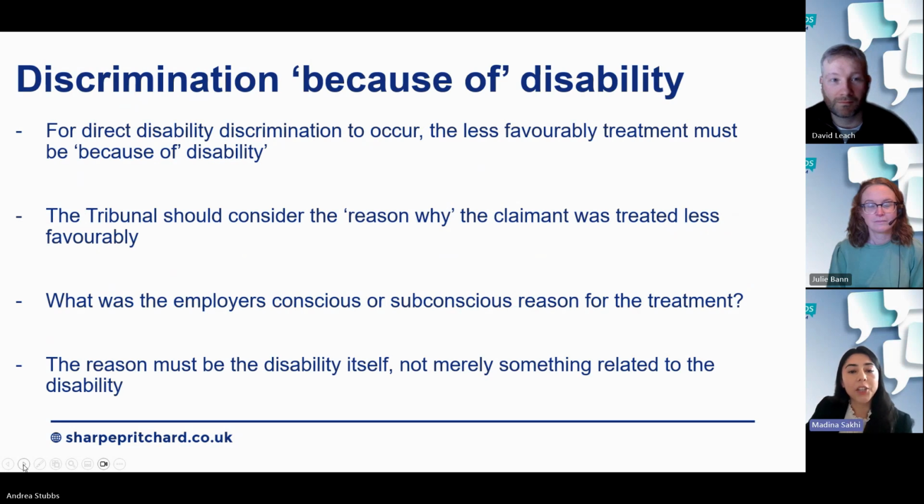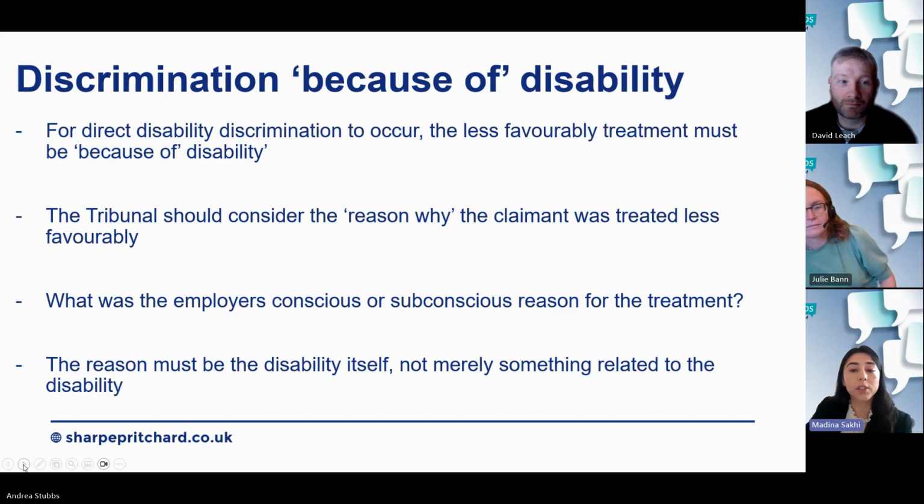So essentially, discrimination because of a disability includes where an individual has been treated less favourably because of their disability. In such circumstances, the tribunal would consider the reason why the claimant was treated less favourably, what was the employer's conscious or subconscious reason for the treatment, and the reason must be the disability itself and not merely something related to the disability. I'll now hand back over to David.